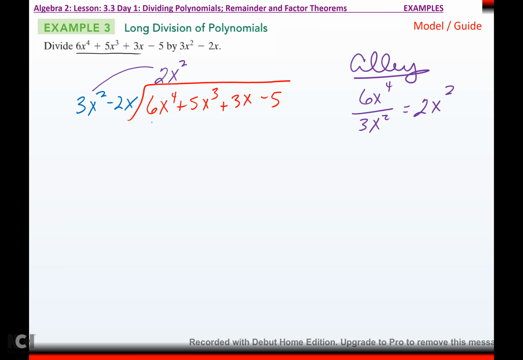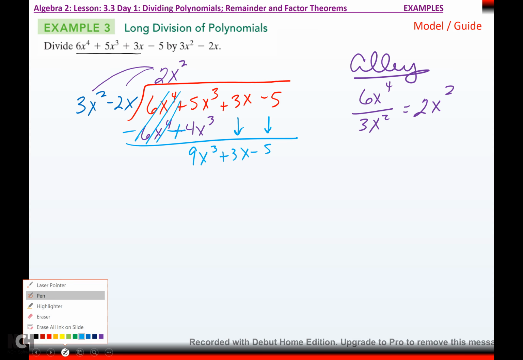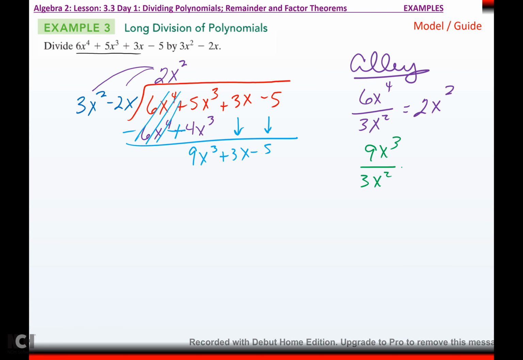2x squared times 3x squared is 6x to the 4th. 2x squared times negative 2x is negative 4x cubed. But when I draw the line, I change both signs. The 4th degrees cancel. Add the 3rd degrees, it's 9x cubed. Bring everything else down. And go back to the alley with my new gang leader, 9x cubed, and my lead detective is still 3x squared, and that will give me 3x. So positive 3x goes up.